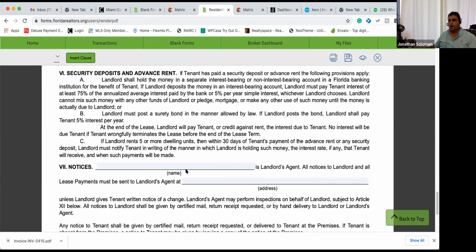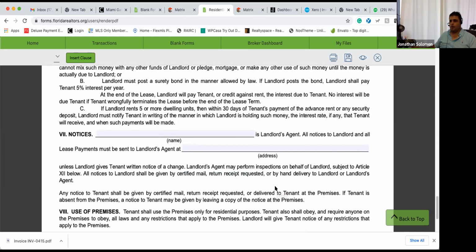Okay. Does the landlord have an agent? This will be the information where to put the agent's information. Maybe you're receiving information, notifications for the landlord, maybe the landlord himself. This will be the place to put it. The address to send notifications to the landlord. This will be the place to put it.